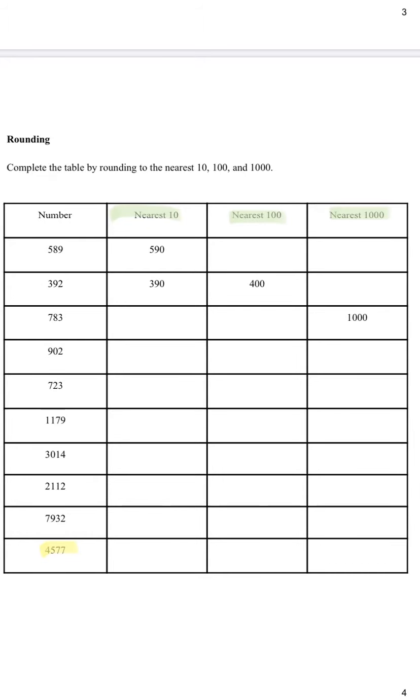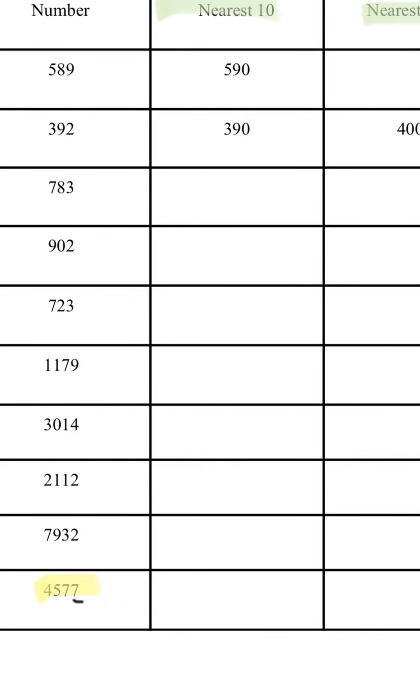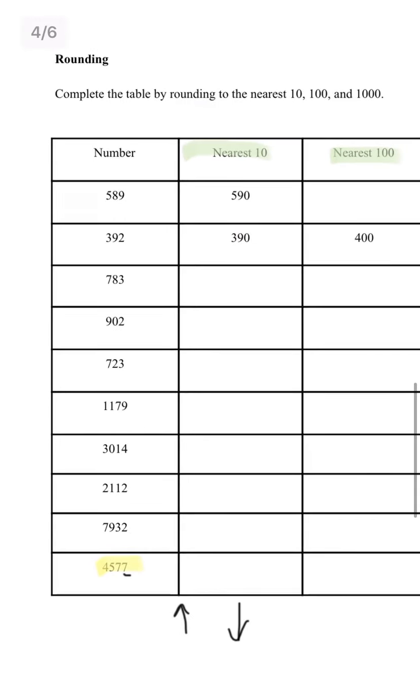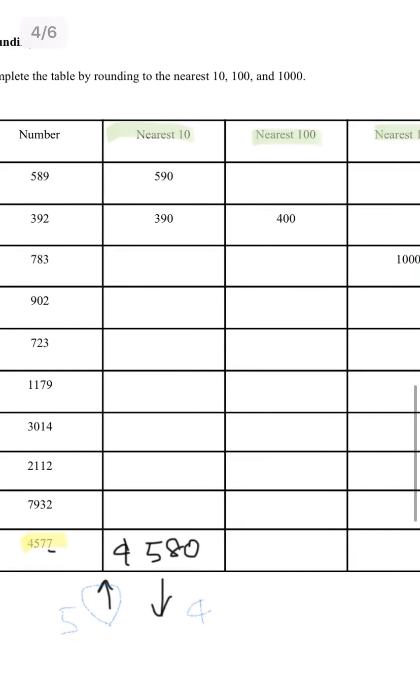So nearest 10 first. Well, in order to round to the nearest 10, what do we look at? We look at the ones unit, right? So since it's a 7, do we round up or down? Well, from 5 and above, we round up, right? And 4 and below, we round down. So since 7 is larger than 5, we would round up. So then it becomes 4,580. Oops, sorry. That's 0.